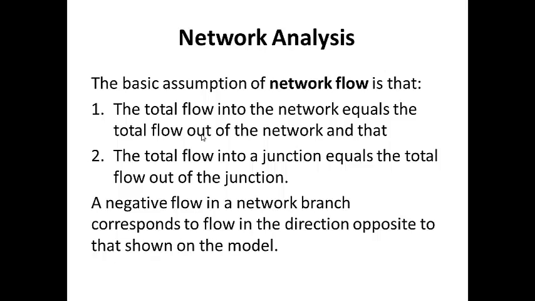Number two, the total flow into a junction equals the total flow out of the junction. So we are looking at the entire network, and then we are also looking at a particular junction. The total flow into that junction must equal the total flow out of that junction. Whenever a negative flow appears in a network branch, we view that as the direction being opposite to that shown on the model.